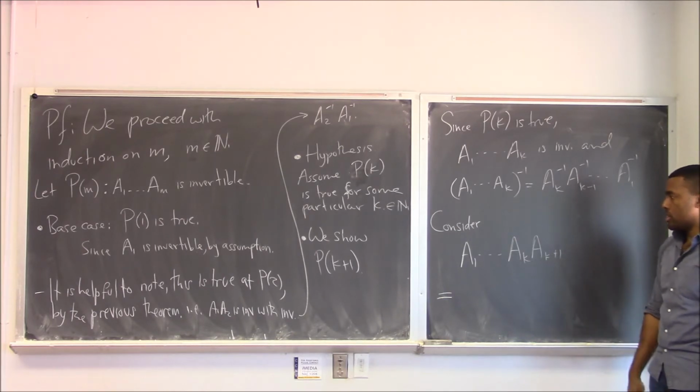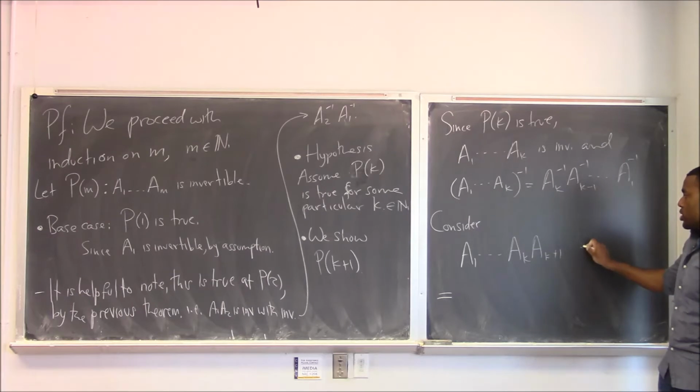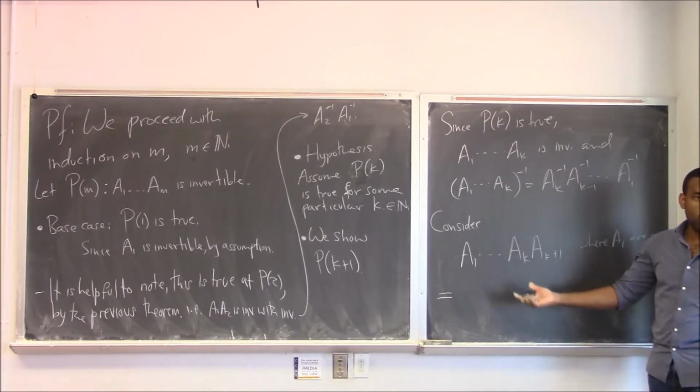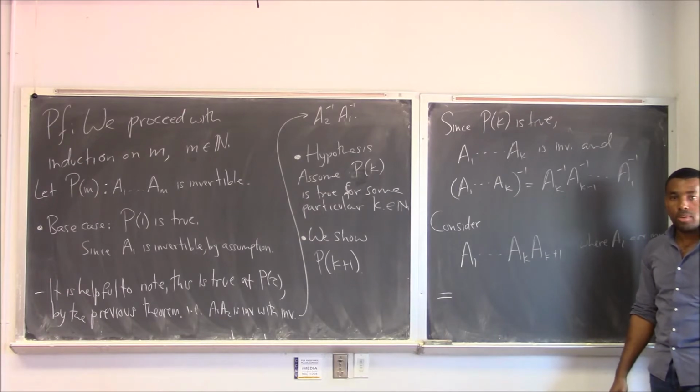And what do we know about this guy? Of course, we're assuming that all these a's are invertible, right? So the a_i are invertible, which means that last guy's inverse is going to exist, and you can just multiply by his inverse at that point.